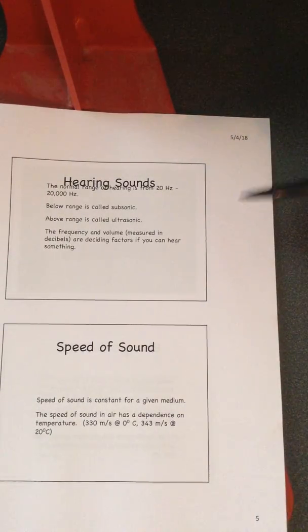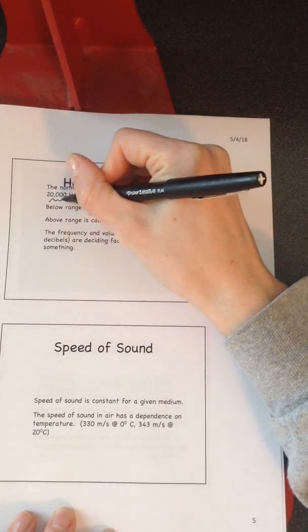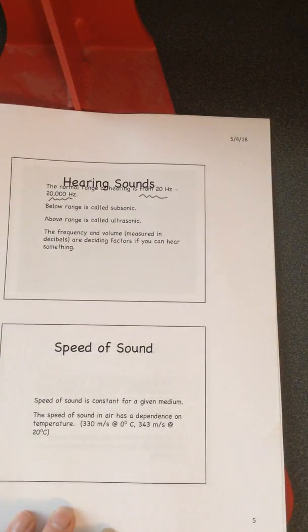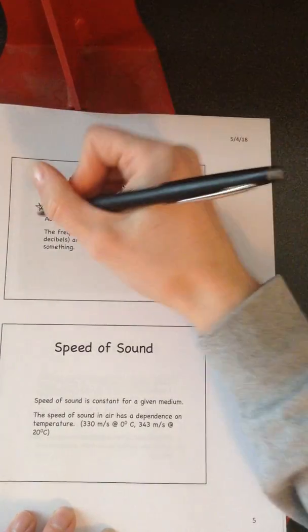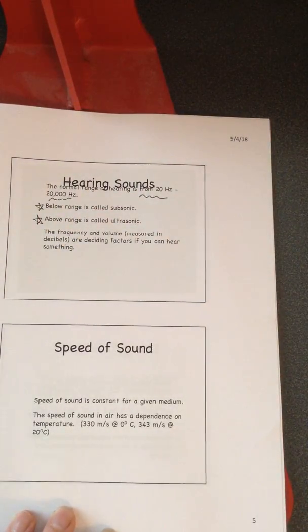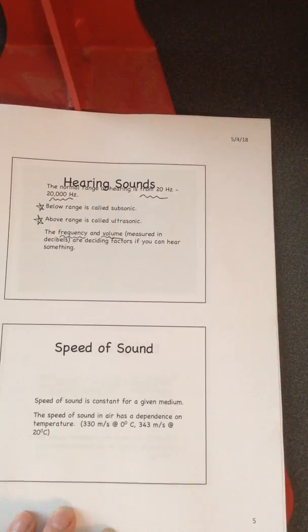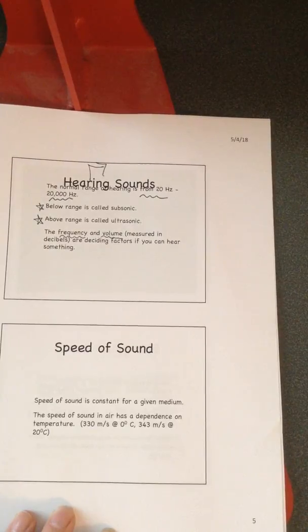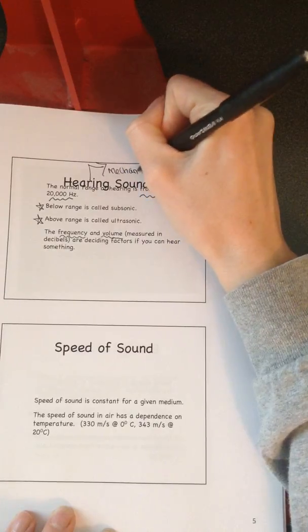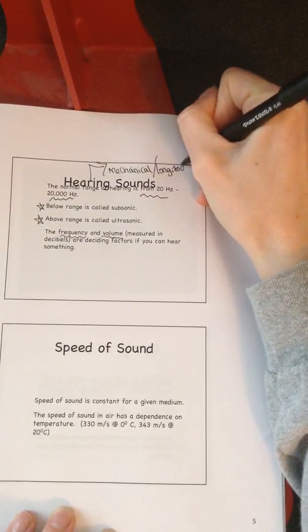So, the basics with hearing sounds. Our normal range of hearing can go from 20 hertz to 20,000 hertz, and then we have some basic vocab here. Below the range is called subsonic. If you're above the range of hearing, that's called ultrasonic. The frequency and the volume are our deciding factors if we can hear something. And to recall back to the beginning part of these notes, if we're talking sound, we are talking the mechanical category of waves, and we are talking the longitudinal shape.